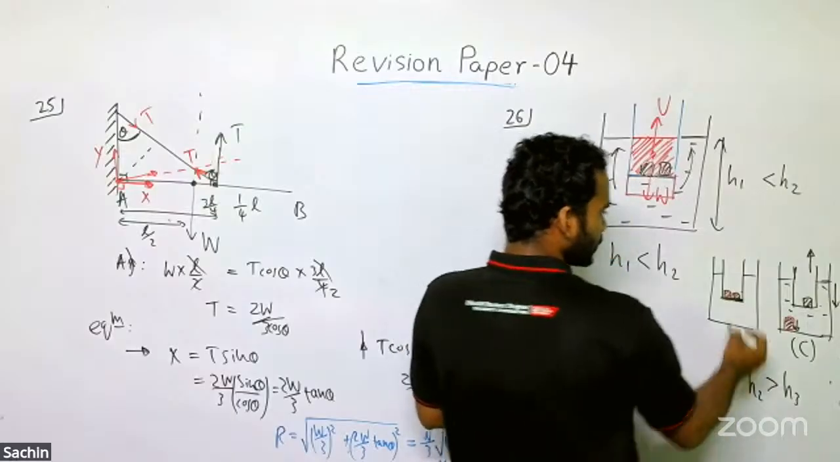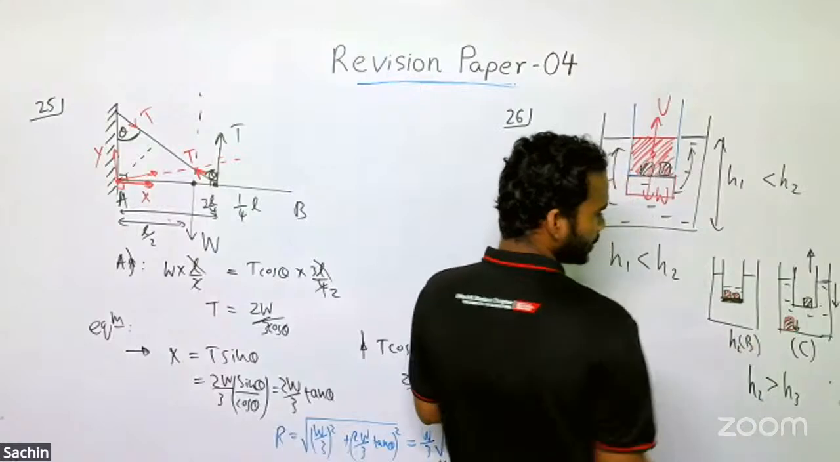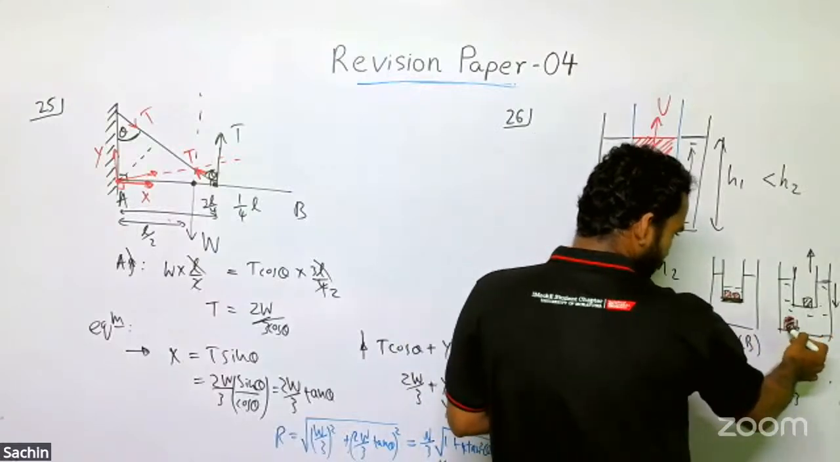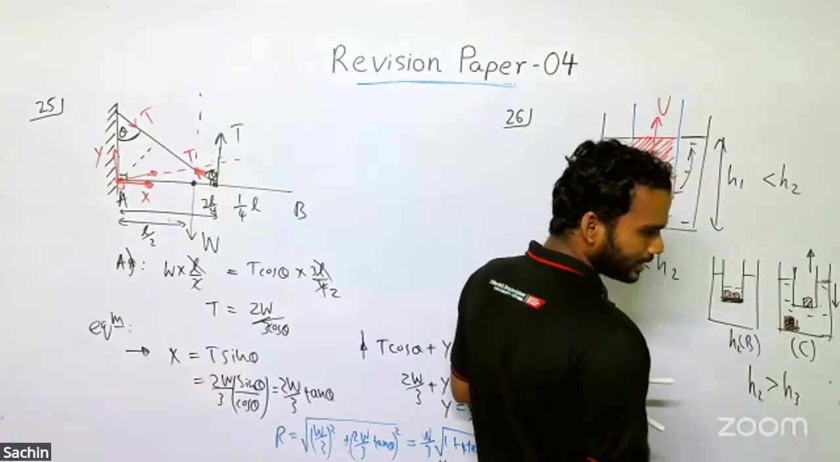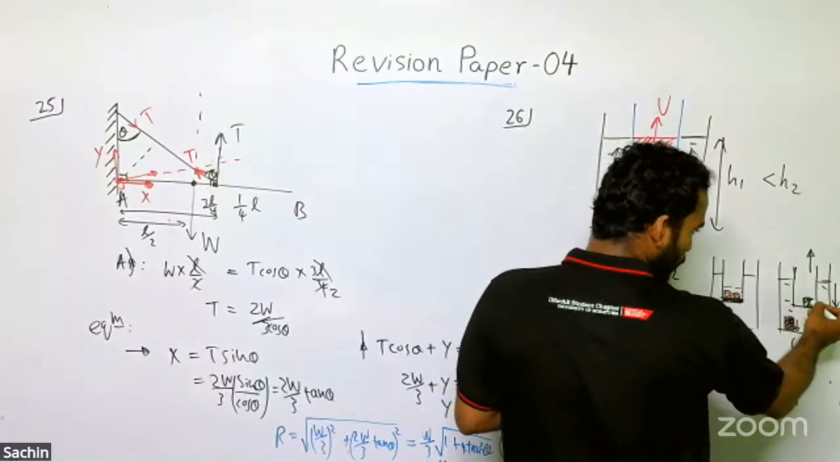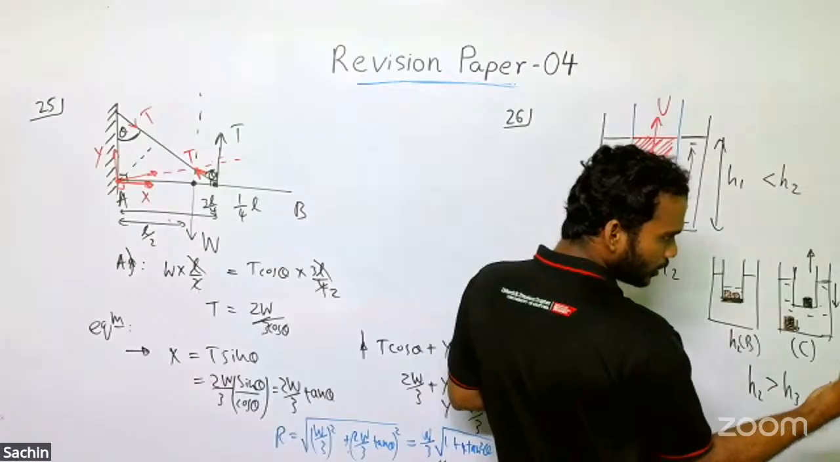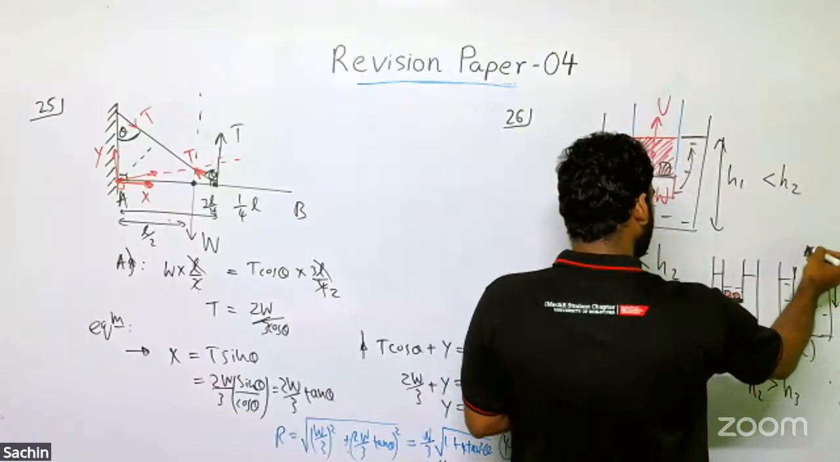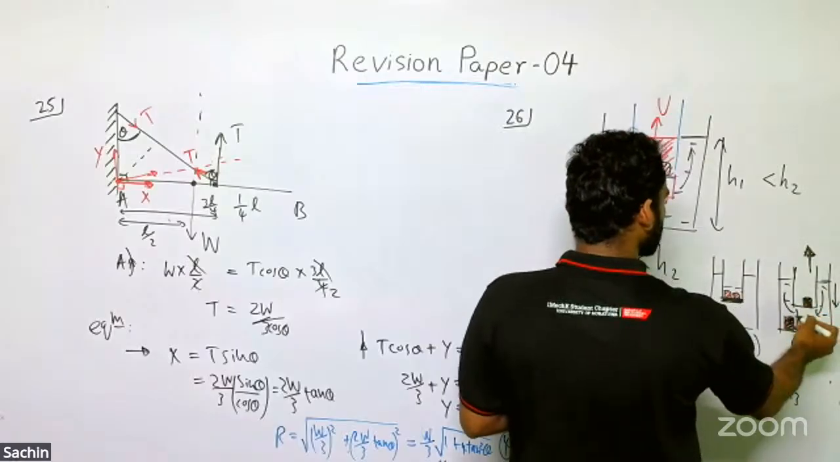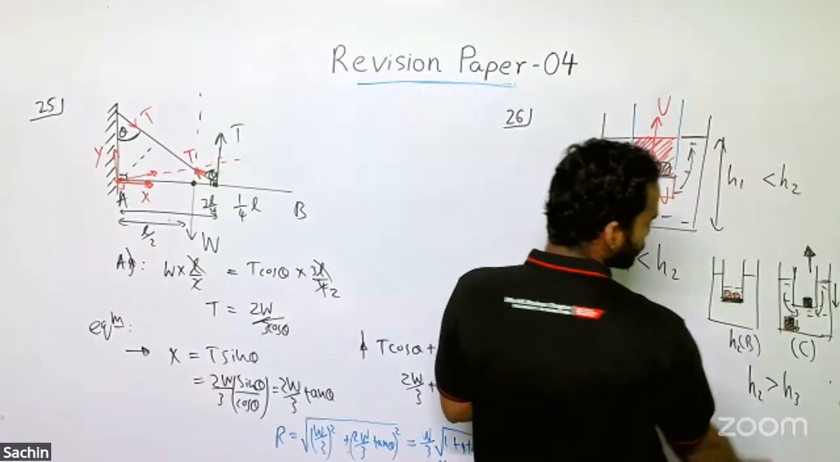Here, more liquid is displaced to float both these objects. So in C, it is resting on the bottom of the vessel. That means not enough liquid is displaced. Only the displaced liquid volume is enough to float this one. So a lesser volume is displaced. Lesser volume displaced means this should move up. This moving up means the liquid should go down to fill the space, and the liquid level should go down. So H3 should be lower.